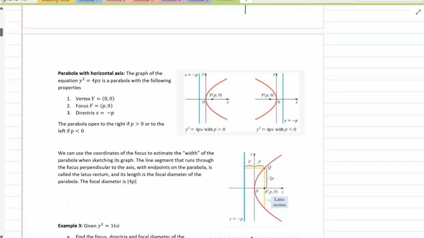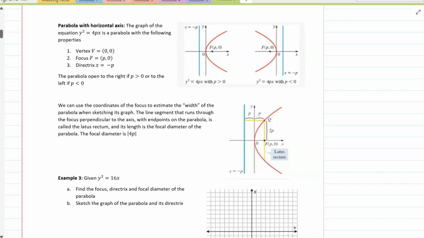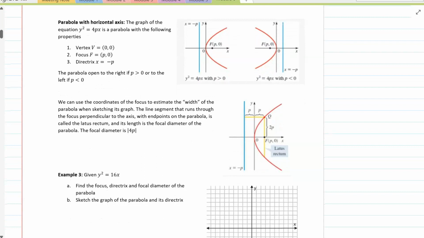Let's take a look at the next type, where the parabola opens to the left or the right. The graph of the equation y squared equals 4px is a parabola with the following properties. The vertex is (0, 0). The focus is (p, 0). Note that because the parabola opens left and right, the focus is now on the x-axis instead of on the y-axis as usual. And we have the directrix as the vertical line x equals negative p.